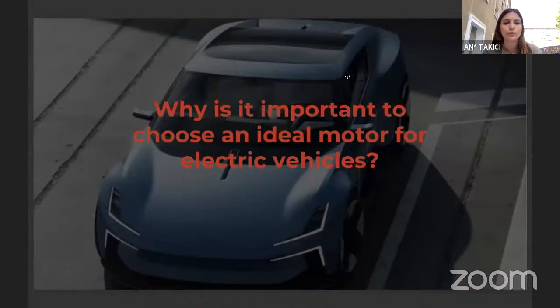Why is it important to choose an ideal motor for electric vehicles? As you know, in the last years, electric vehicle production has increased. And electric vehicles are eco-friendly, simple and light. That's why car manufacturers are starting to produce more electric vehicles instead of internal combustion engine vehicles. That's why choosing an ideal motor for electric vehicles is really important, because car manufacturers want to make the best electric vehicles.